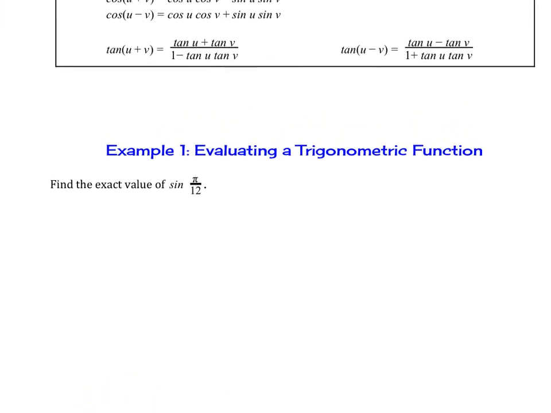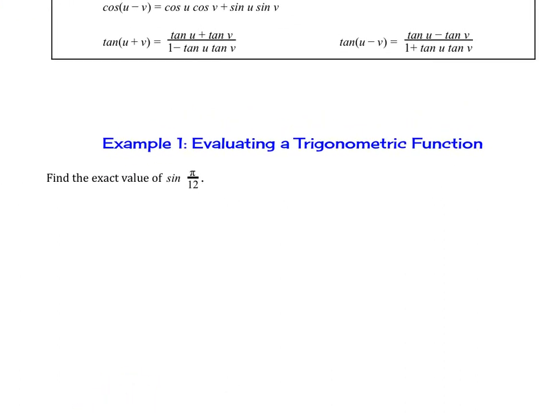So we're going to evaluate a trig function. Find the exact value of sine of pi over 12. When we're thinking about that, we know we can only use certain values. So one way that I think about it is we know we have pi over 3 and pi over 4, and we have to be able to add or subtract those. We need a common denominator. I know 3 and 4 is 12. So let's just get a common denominator first.